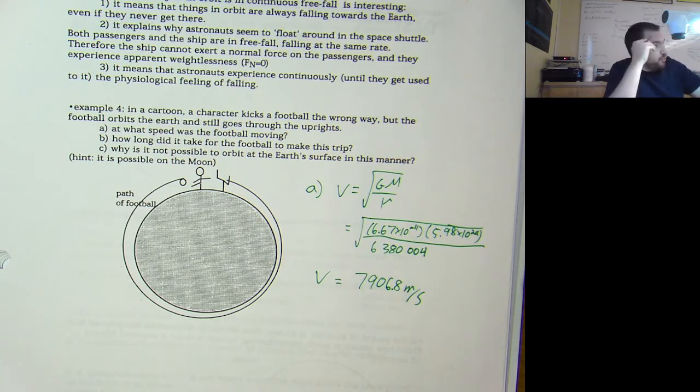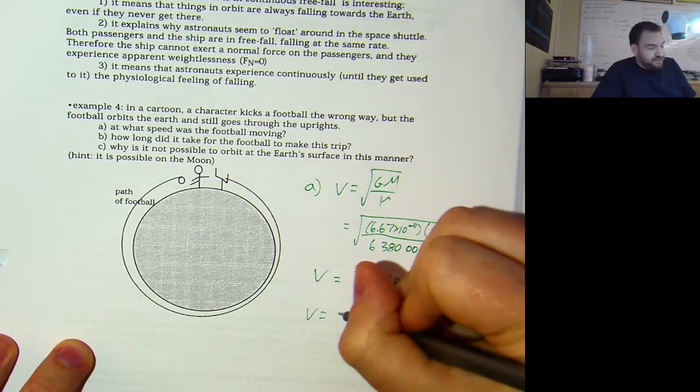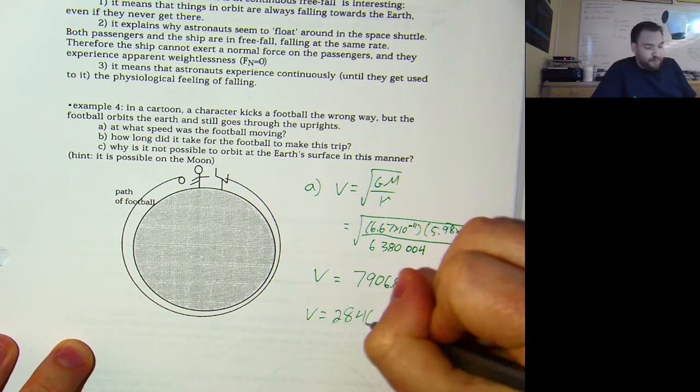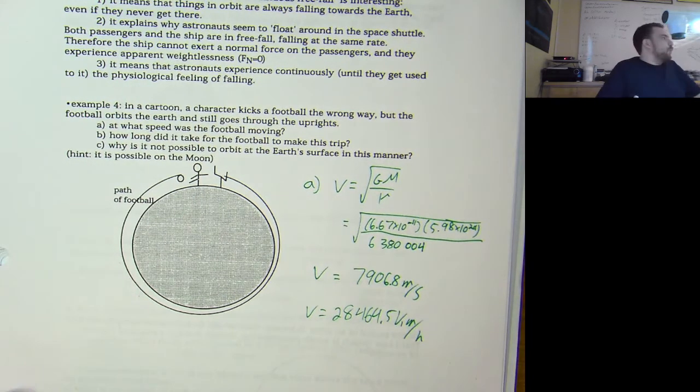Just so we're clear, I'm going to convert that to kilometers per hour just for fun. Multiply that by 3.6, gives us 28,464.5 kilometers per hour. This is 20 times the speed of sound. Just so we're clear, it's moving. Which means a regular football does not have the structural integrity to survive this.